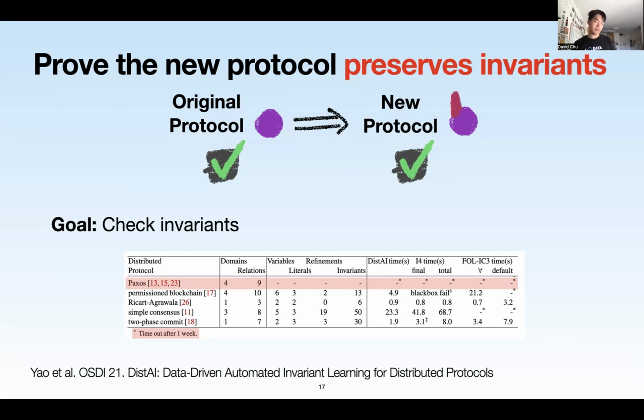And you can see that for Paxos, they timed out after a week, right? So they just could not do it automatically. In general, it's pretty hard to automatically find invariants for distributed protocols, right? So we're going to avoid this approach altogether.